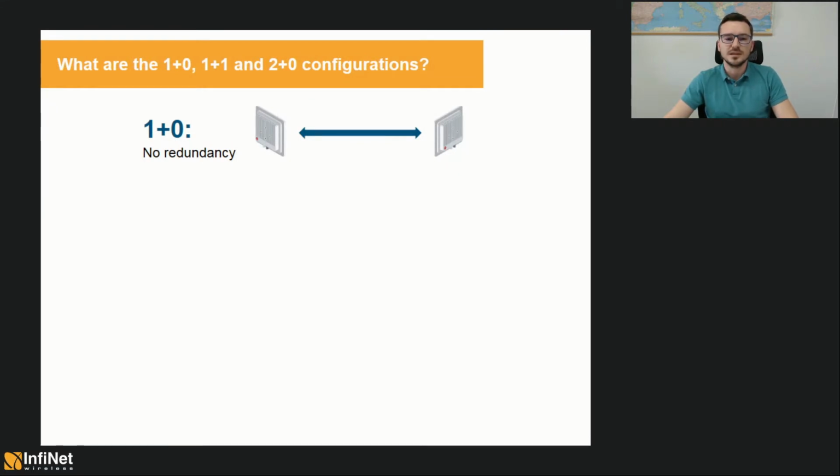To begin, let's see the different redundancy schemes that you can create using wireless network devices. First, the 1+0 configuration means that you have just one regular, ordinary link, with no possibility to implement redundancy at all.